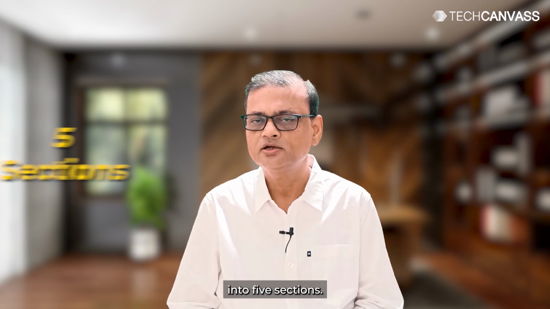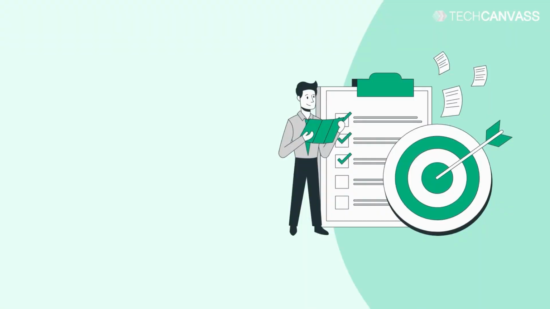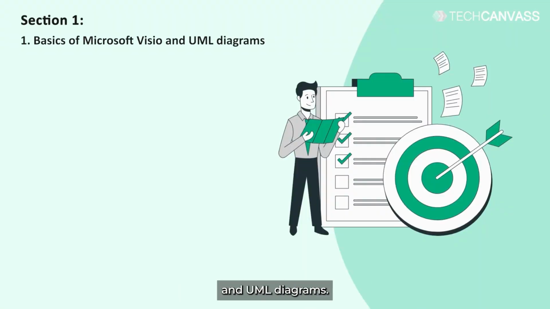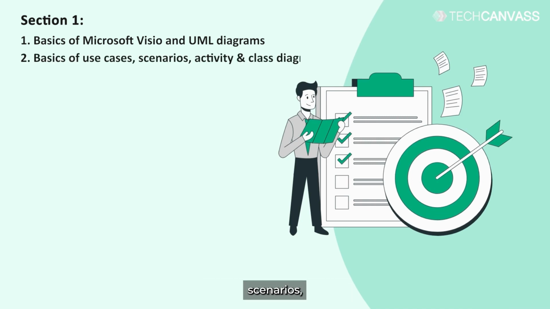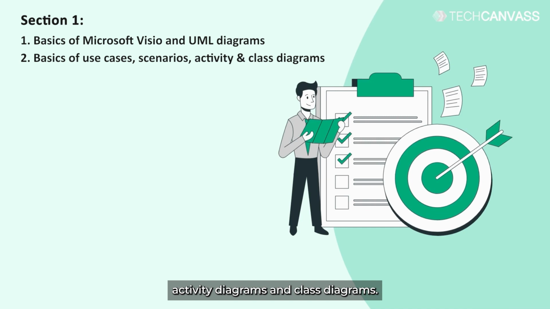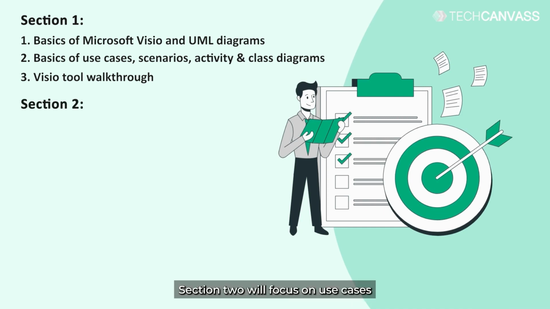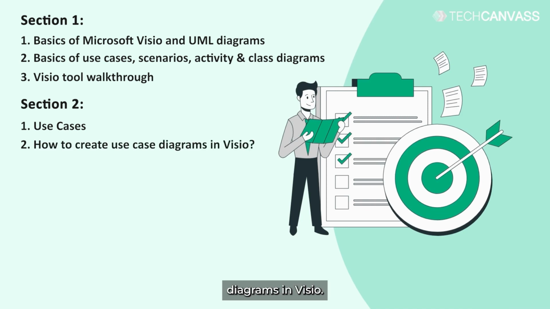This course is divided into 5 sections. Section 1 will deal with the basics of Microsoft Visio and UML diagrams. I'll explain the basics of use cases, scenarios, activity diagrams, and class diagrams. This section will also include a quick walkthrough of the Visio tool. Section 2 will focus on use cases and how to create use case diagrams in Visio. This section will also include a hands-on lab session.